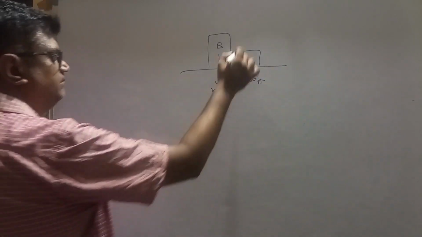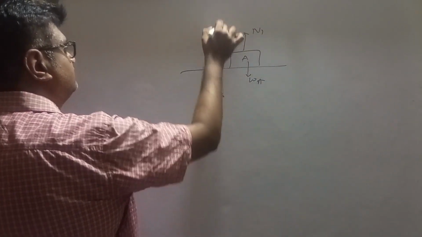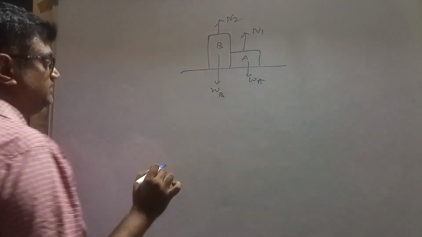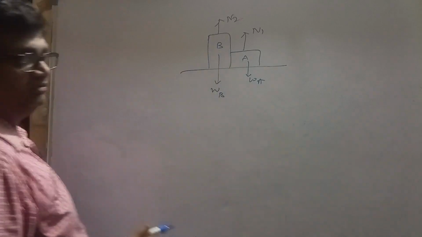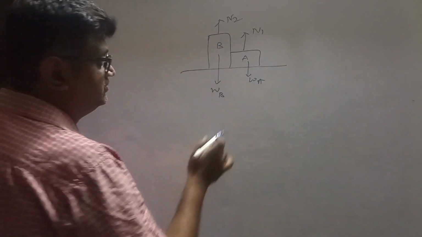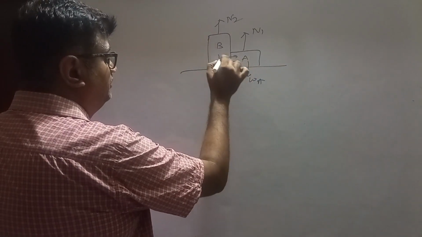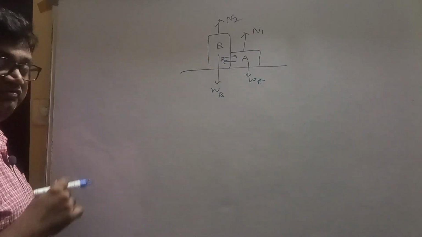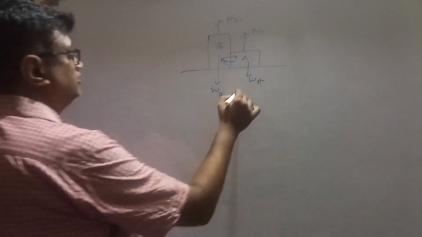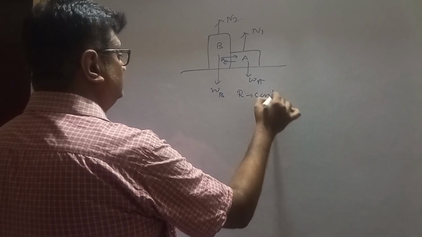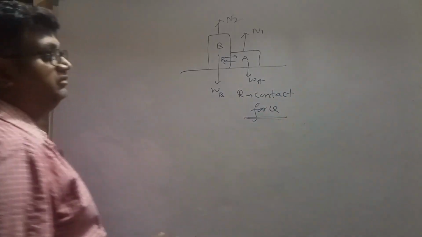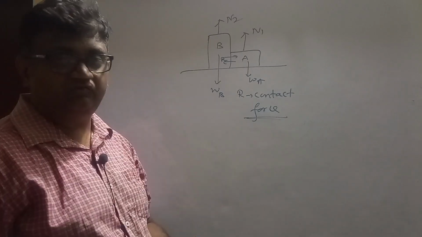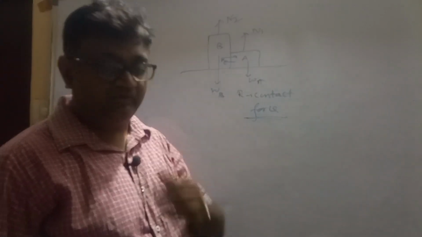Let us draw the free body diagram. Here N1 normal reaction will be there, N2 normal reaction will be there. But apart from that, there will be a reaction between these two blocks also, because they are in contact with each other. So there will be an equal and opposite reaction also on the blocks. Now this R is called contact force.